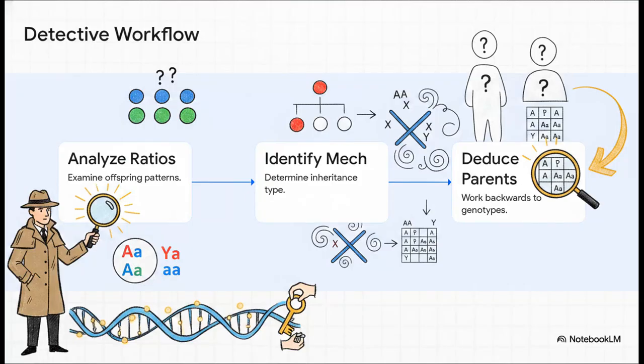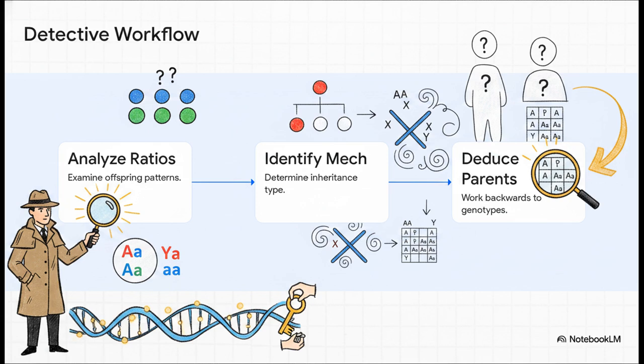Okay, so how do we actually solve complex genetic puzzles? It requires a reliable framework. Effective genetic problem solving is completely about working backwards from the visible clues to uncover the hidden culprits. We do this in 3 systematic steps. First, we look at the offspring and we analyze their ratios. Second, based on those numbers, we identify the underlying mechanism of inheritance. And third, once we know that mechanism, we can deduce the unseen genotypes of the parents.